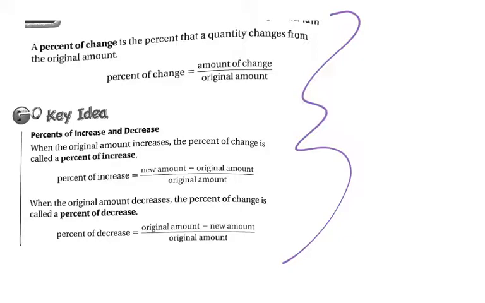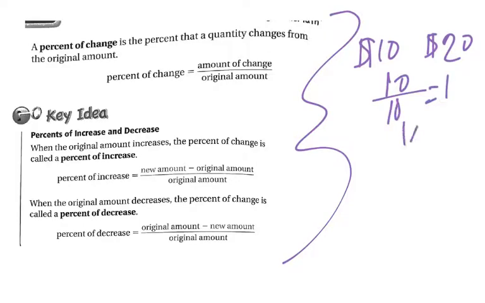For example, if I start with $10 and I end up getting $20, okay, my percent of change is going to be 20 minus 10 is $10 over $10, which is equal to 1. 1 times 100 for the percentage would be 100% change. Okay, so that would be my percent of change.